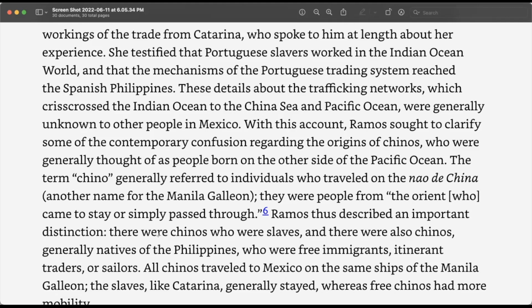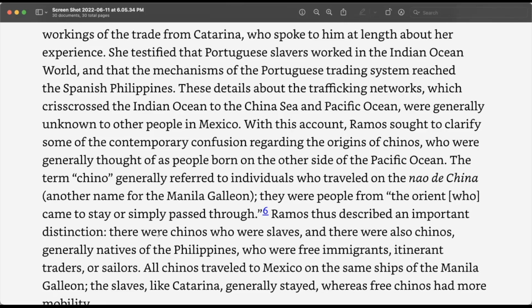They were people from the Orient who came to stay or simply passed through. Like I said, not all of them stayed in Mexico. They were just passing through. From there, they brought them to other colonies. All right, these Chinos, these so-called swarthy Asians, so-called Negros, they brought them to other colonies.